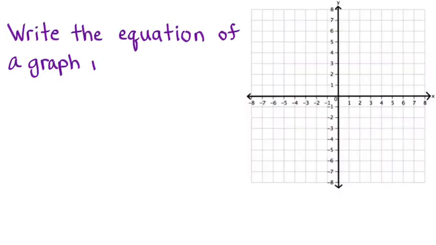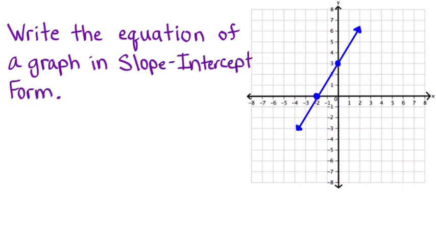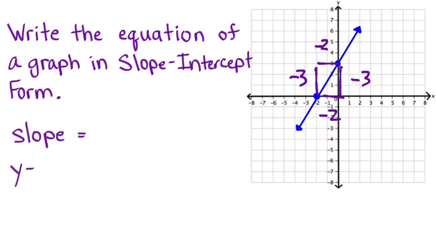Now we're writing the equation of a graph in slope-intercept form. So if they've given me a line, there's a couple of ways I can do this, but I can just look at it visually. I can see that my y-intercept is 3, and my slope is 3/2.